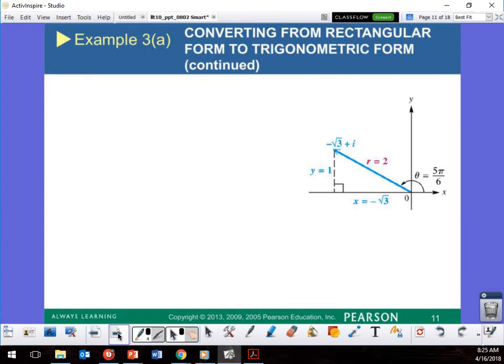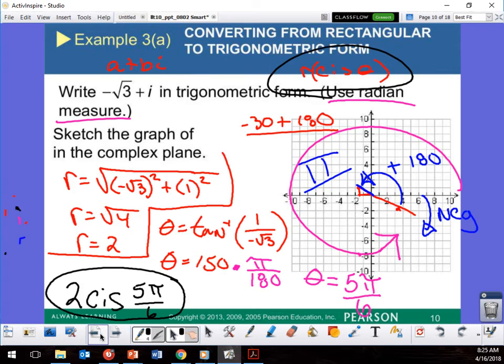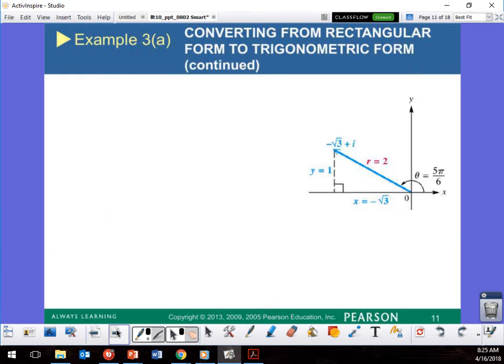Alright, so let's take a look at the next one. Oh, hey, look. I actually had more space. I didn't have to try and cram it in there. I forgot that on another sheet. Anyway.